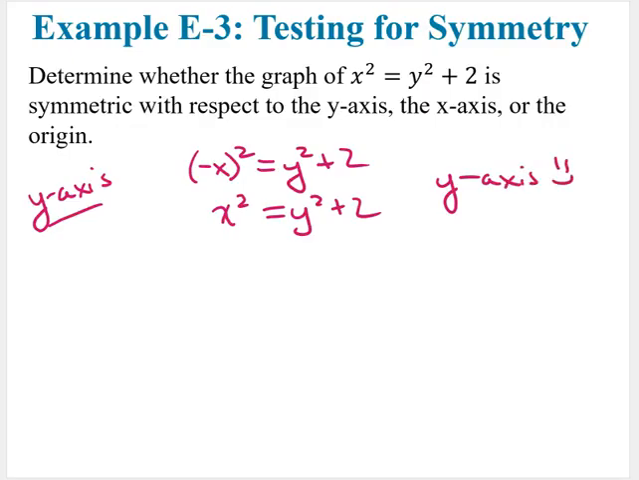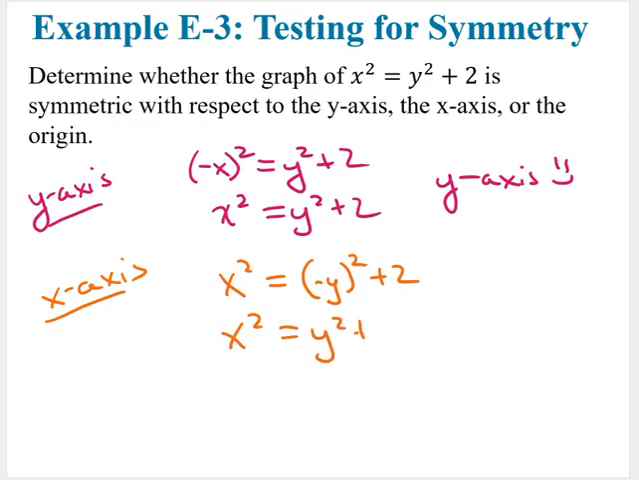All right, now let's look at the x-axis symmetry and test for that. So x-axis, you're going to make the y negative, so the x squared is going to stay the same, but the y is going to become negative, and then square it. Notice when you clean that up, you will get x-axis symmetry. So x-axis is a plus.